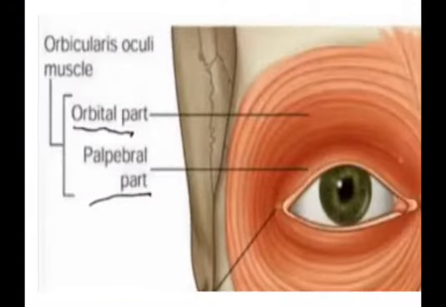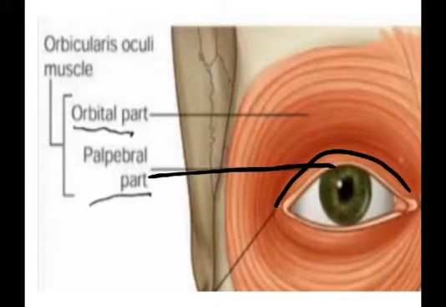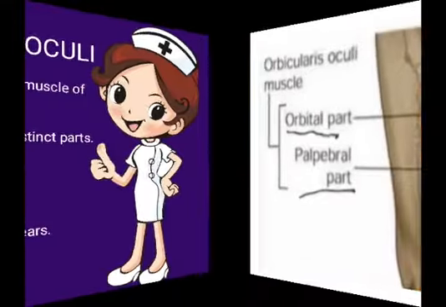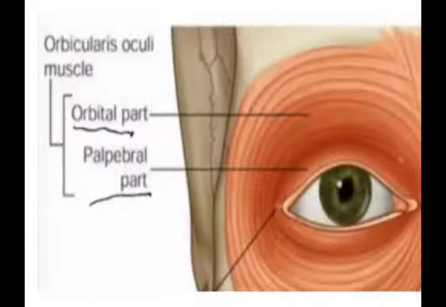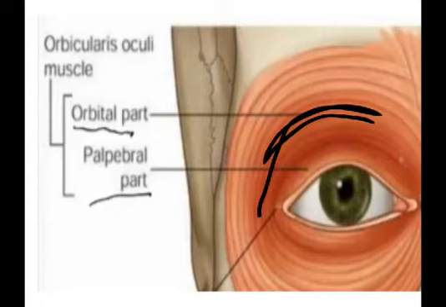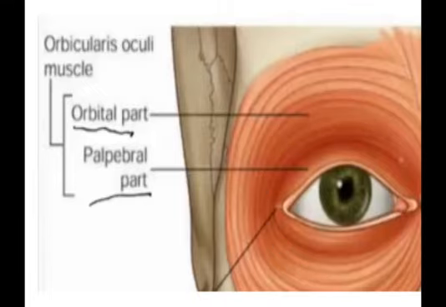First one is the palpebral part. Its function is to gently close the eyelid. The second one is the lacrimal part. The function of the lacrimal part is drainage of tears. Now the third one is the orbital part. This is the orbital part which surrounds the orbit. Its function is to tightly close the eyelid.